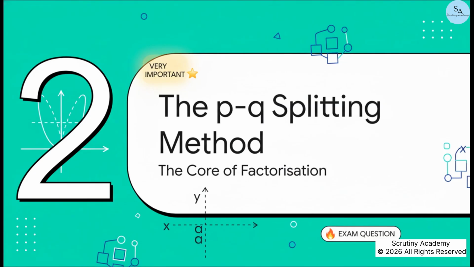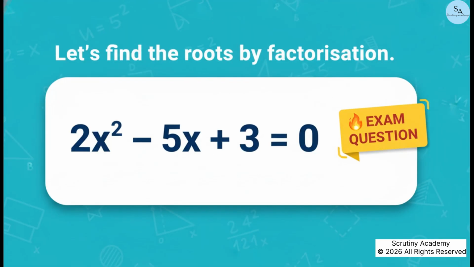It's time to get to the main event, the PQ splitting method. This, my friends, is the absolute heart of factorization. We're going to use this one single equation as our guide for the whole process. 2x squared minus 5x plus 3 equals 0. We're going to break it down piece by piece. You ready? Let's do this.